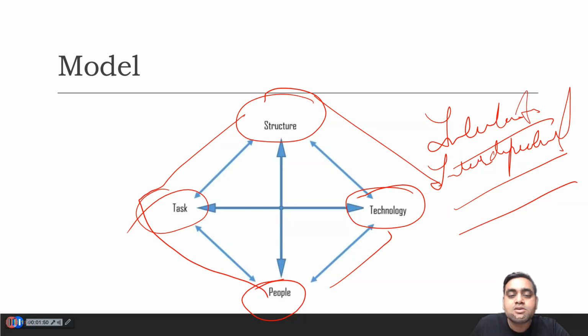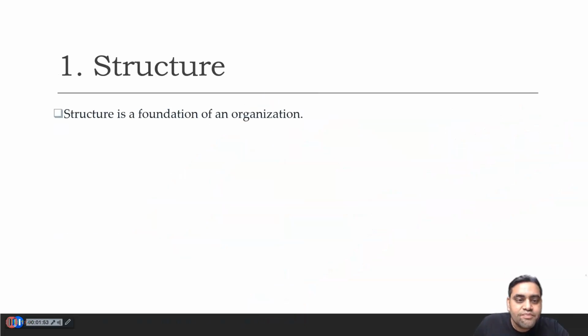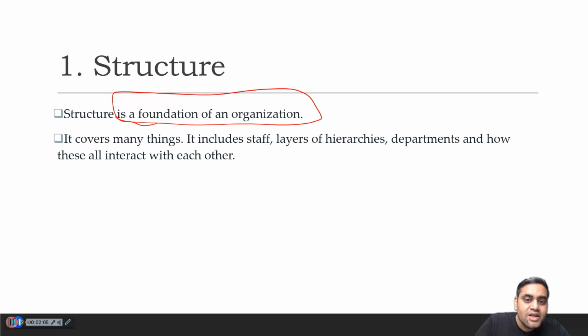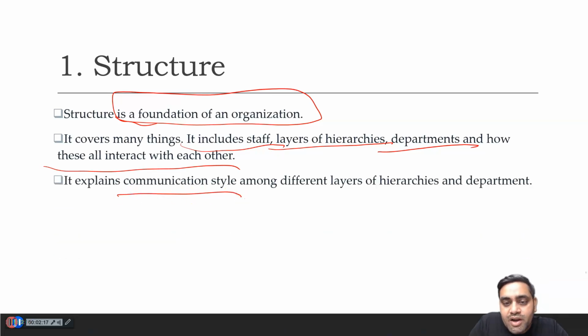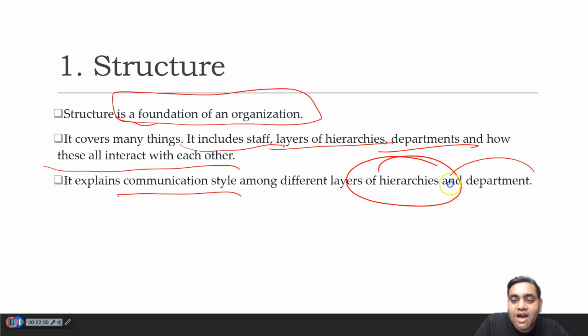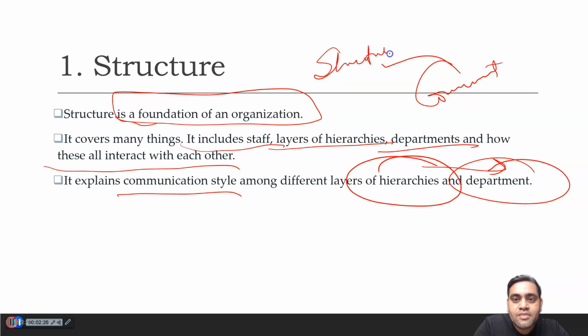Let's move to the first component, that is called the structure component. So what happened in structure? He said that structure is the foundation of any organization. We also know that in any formal organization, structure plays a very critical role, that is, what kind of structure the organization is having. The reason here is that it maintains your staff, the level of hierarchies, and your departments. It also includes how they all interact with each other, and it controls the communication style of the organization, because in different levels of hierarchies and departments, we all know that communication plays a very crucial role, and that is also dependent on structure. So that is the reason why structure is very, very important, because it is one of those things that binds the organization.